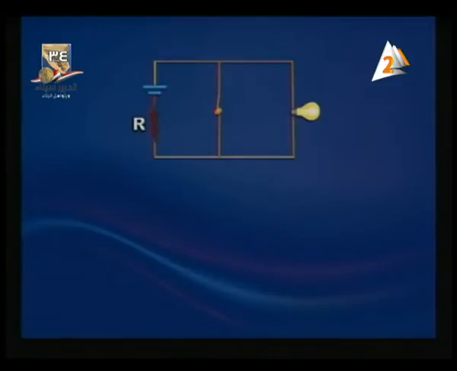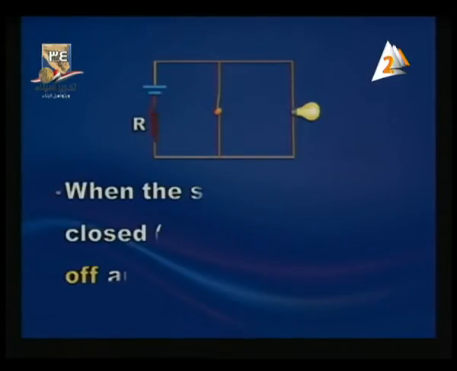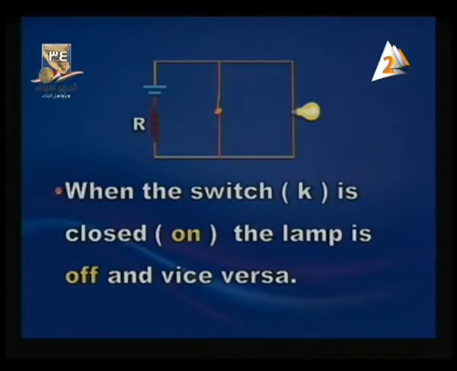When the switch is closed, the light goes off. Switch is closed means the state of the switch is 1. The state of the lamp is 0. It doesn't work. And once again, when the switch is closed, the lamp is off, and vice versa.